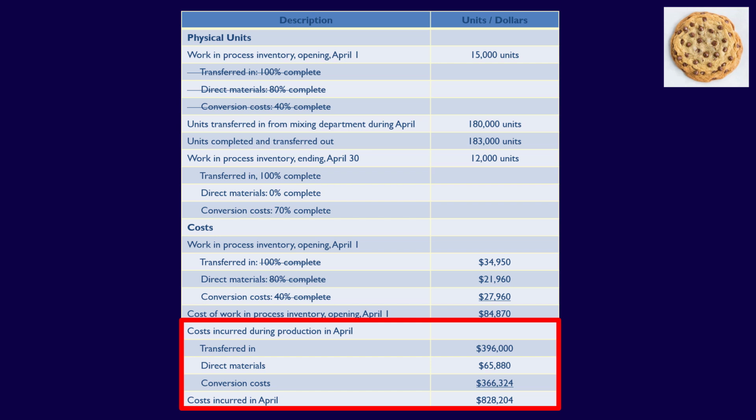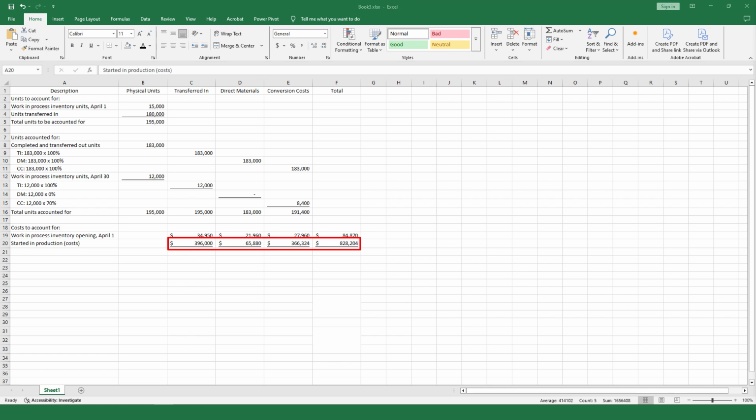The costs incurred during production in April are transferred in costs $396,000, direct materials $65,880, conversion costs $366,324, for a total cost incurred in April of $828,204. We transfer that into our spreadsheet.